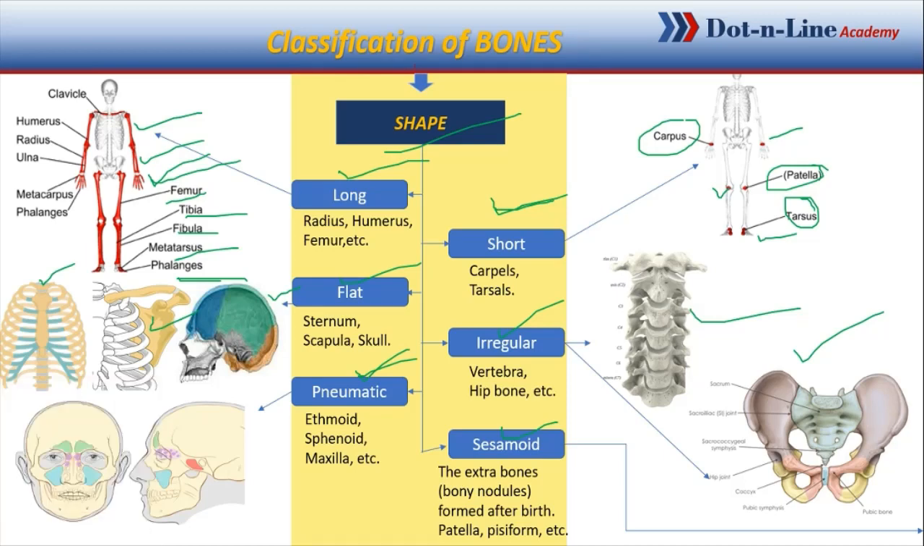These bones are present at the front of the face: the frontal bone, the sphenoid bone that forms the base of the brain, the maxilla, the ethmoid bone. So these bones are pneumatic bones, they are hollow from inside. They are responsible for lightening the weight of the complete skull.